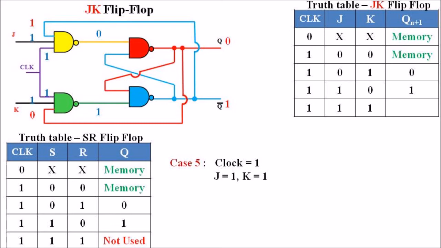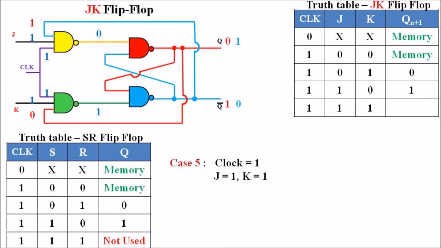Thus the output of the first NAND gate is 0 and the second NAND gate now becomes 1. So if we are analyzing this NAND gate, if any of the inputs is 0, then the output will be 1. That is, the red NAND gate is getting an input of 0, thus the output will be 1, and Q complement now becomes 0.